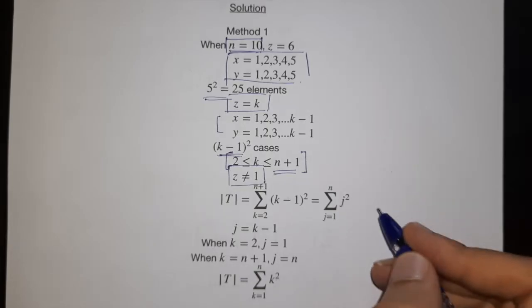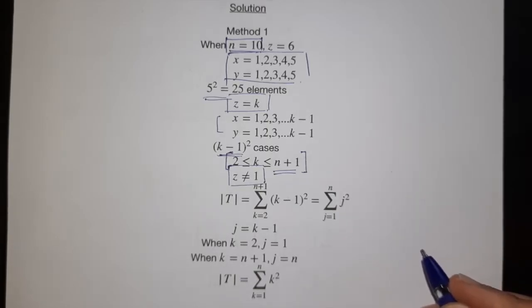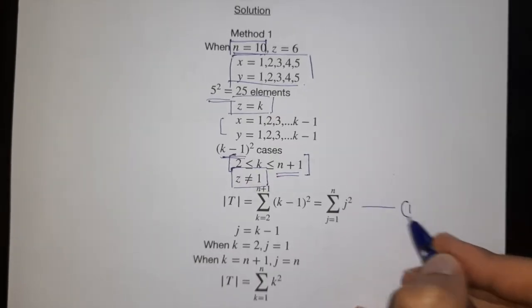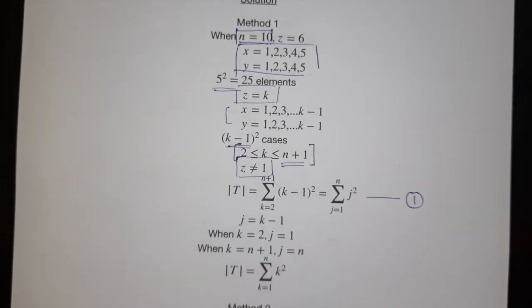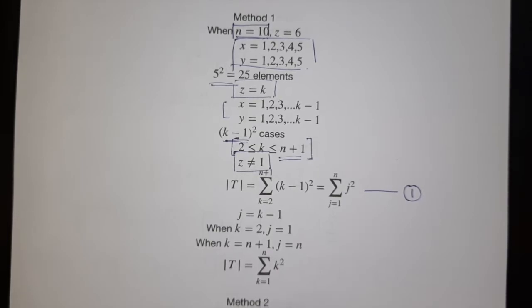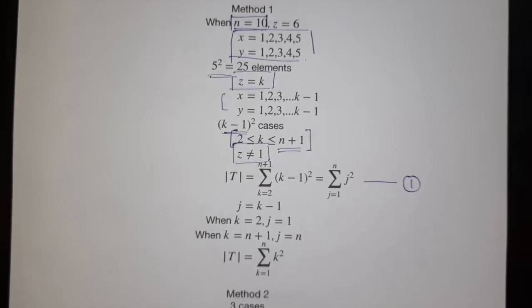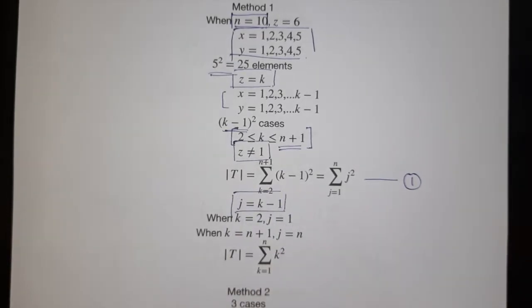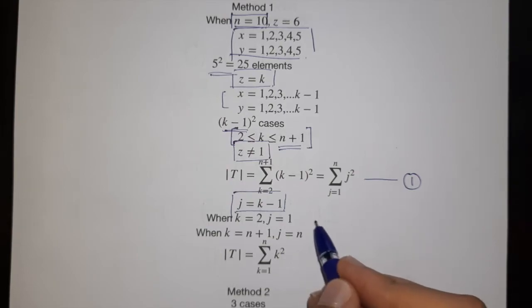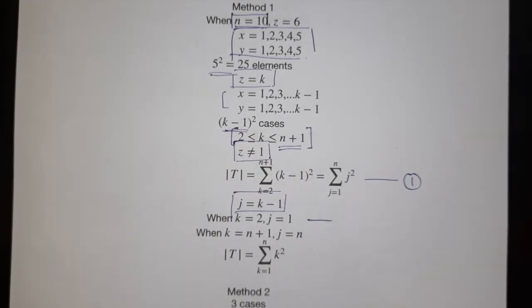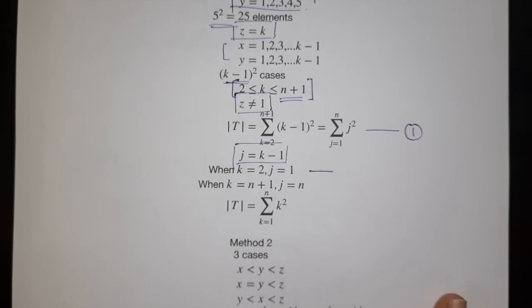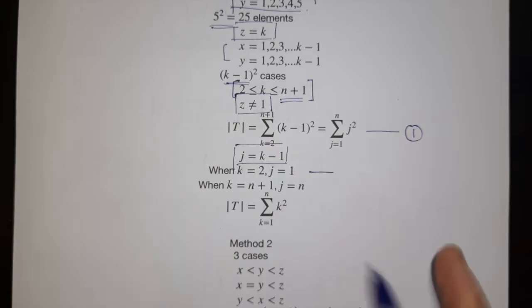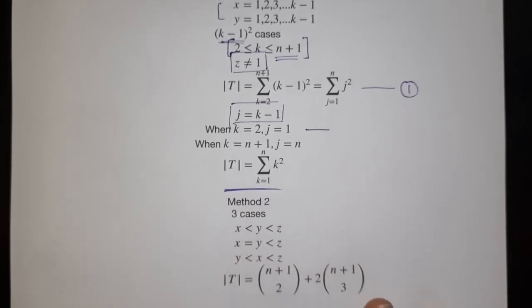Translating our findings to sigma notation, we write the following. The number of elements in T, which equals the sum from 2 to n plus 1 of (k minus 1) squared, equals the sum from 1 to n of j squared. The quantity k minus 1 is replaced by j. When k equals 2, j equals 1, and when k equals n plus 1, j equals n. Finally, replacing j with k once again, as they are both dummy variables, gives us the number of elements in T equals the sum from 1 to n of k squared.